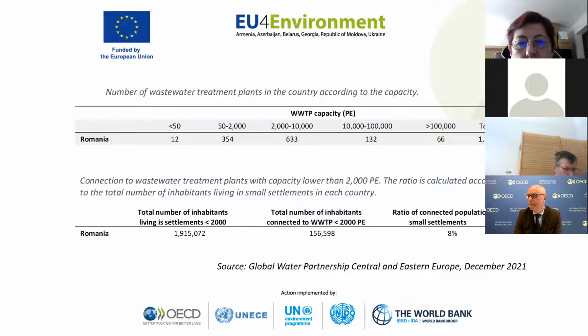We have, let's say, quite a big number of wastewater treatment plants for the localities that have between 2,000 and 10,000 population equivalent. You see this majority of 633, but we have to concentrate on the rural areas, and here you can very well see that only about 2 million people have access to sewage and wastewater treatment plants.